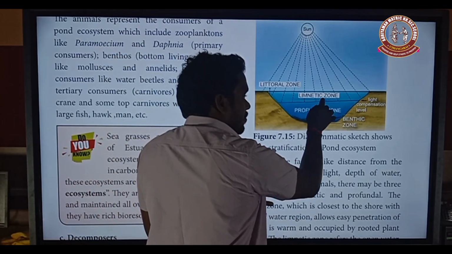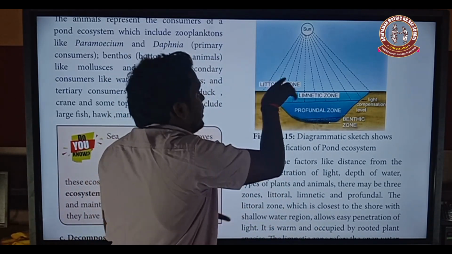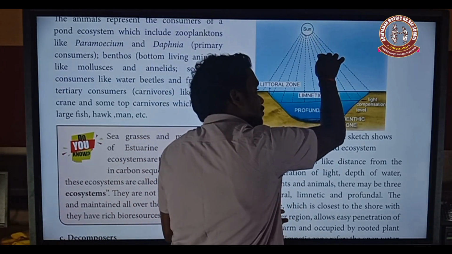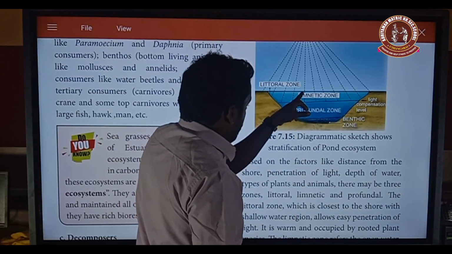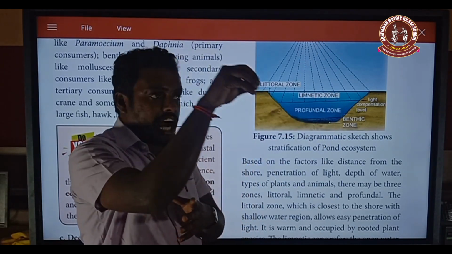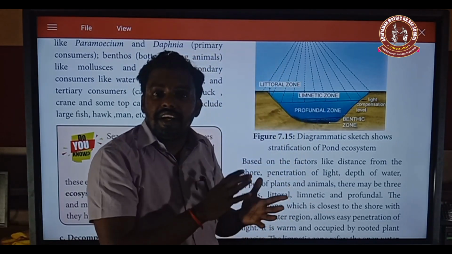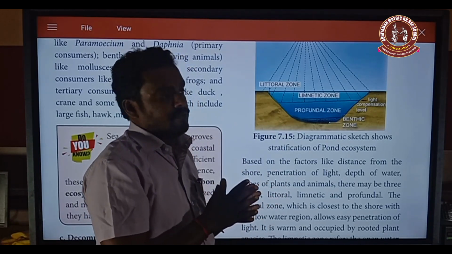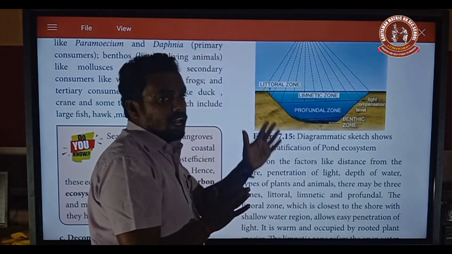Then the second one is the limnetic zone. The limnetic zone is present next to the littoral zone. The limnetic zone can also absorb light energy. That is the second one. So the littoral zone receives light energy efficiently, and the limnetic zone also receives it efficiently. These are the 2 zones. In the shallow water region, some kinds of organisms, plants and animals, can survive. That is the light compensation level.